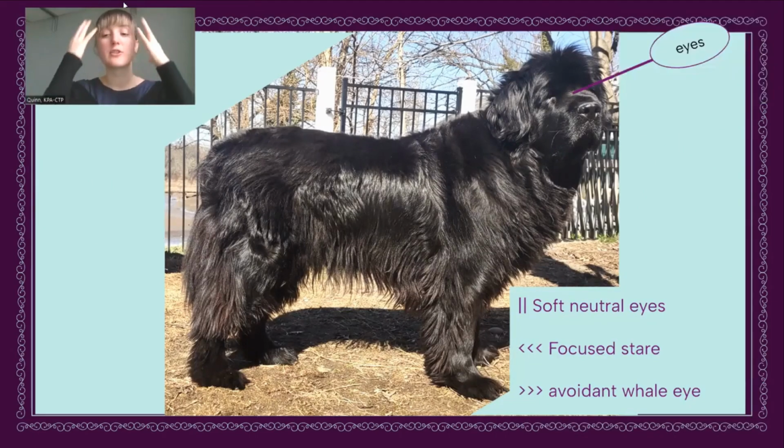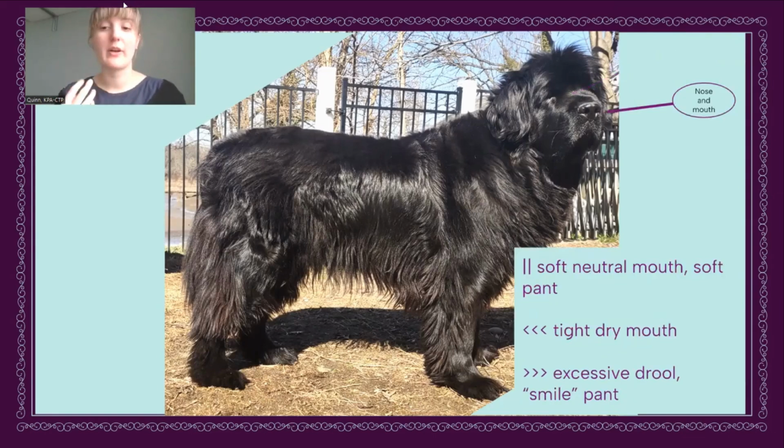The eyes, they can be soft, neutral eyes. Or, swinging the pendulum just a little bit on one side of the spectrum, they can be a focused stare, like when your dog sees a squirrel across the yard. On the other side, the pendulum has swung this way a little bit. Dogs can have an avoidant whale eye, where you see a lot of the whites of their eye. Nose and mouth. Newfies should have a soft, neutral mouth. Their jowls nice and loose. On one side, a tight, dry mouth, and on the other side, a big smile pant with excessive drool.